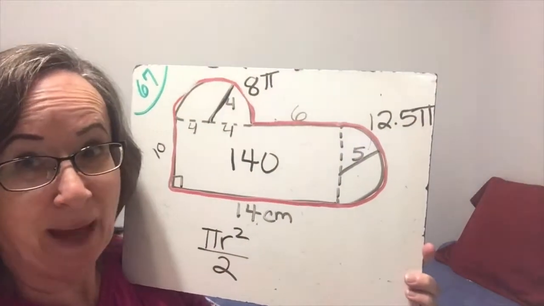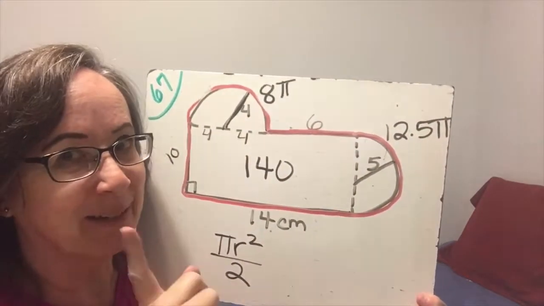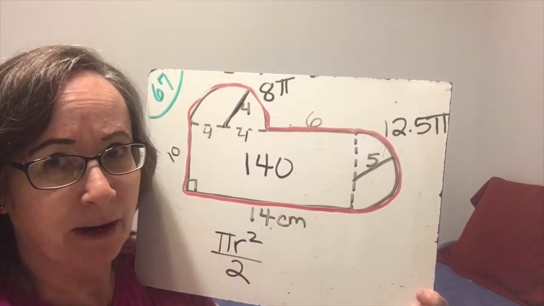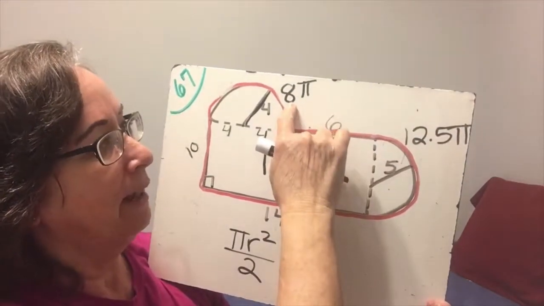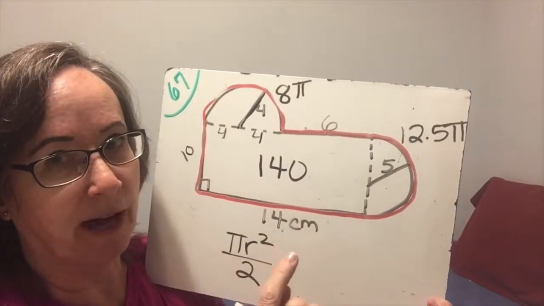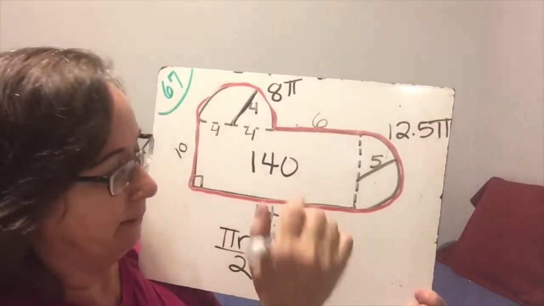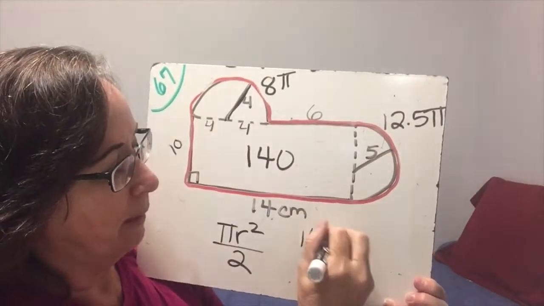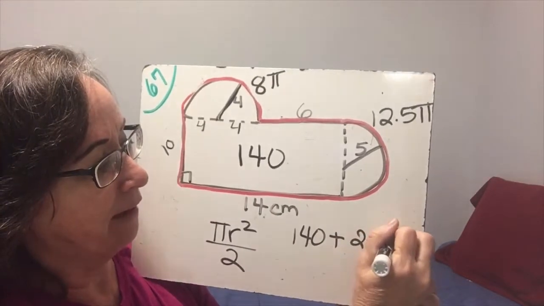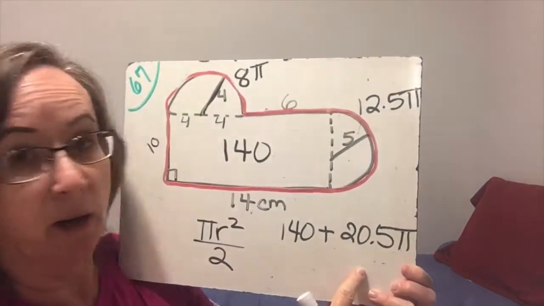Now, could I get away with putting those together and then only having to multiply by pi one time? Yes, that would be smart, wouldn't it? So 8 plus 12.5 is 20.5 pi. So we're going to have the 140 plus the 20.5 pi, which I need to go and do on another board.